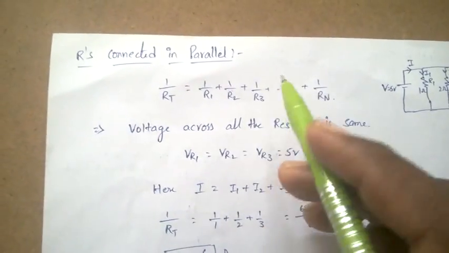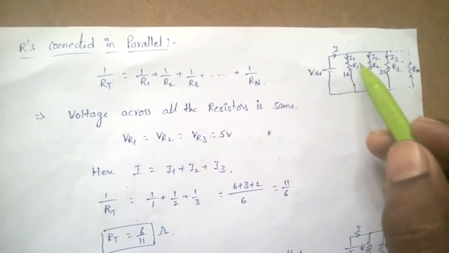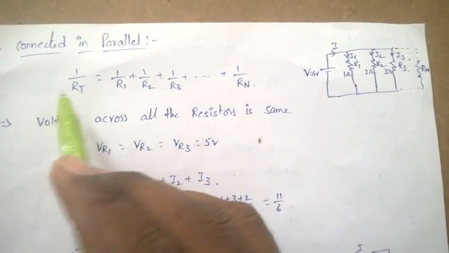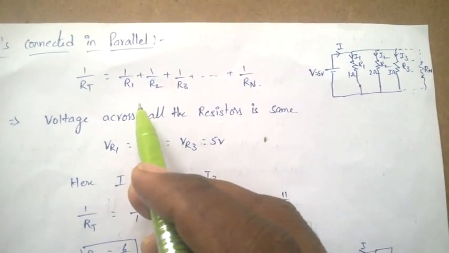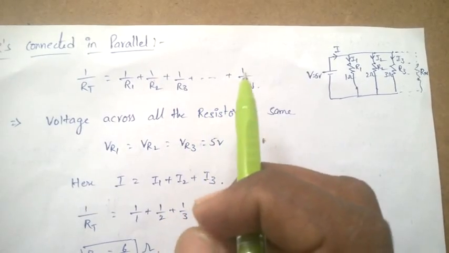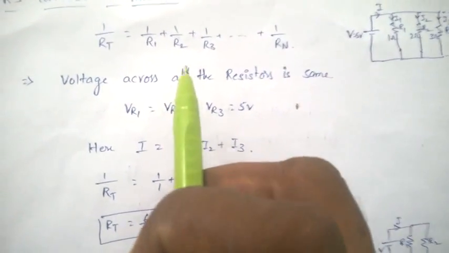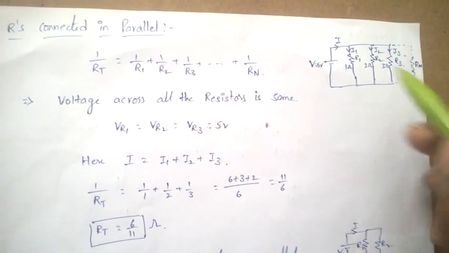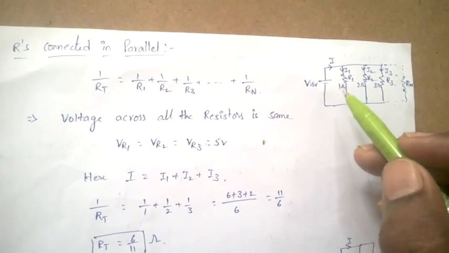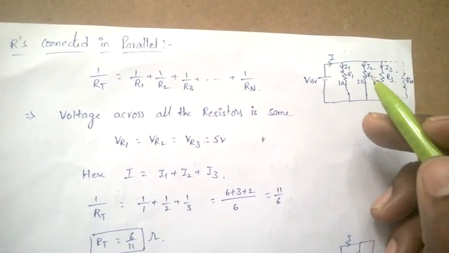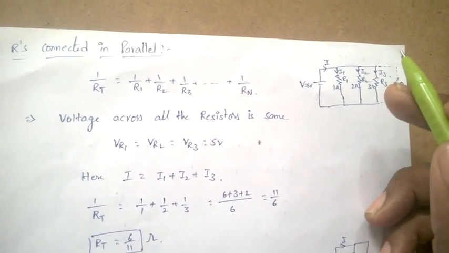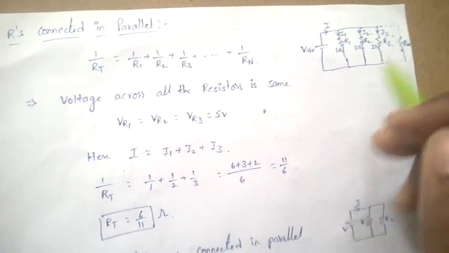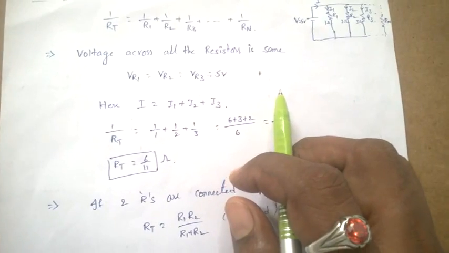Resistors are connected in parallel. In case of resistors connected in parallel, the total resistance is given by 1/RT = 1/R1 + 1/R2 + 1/R3 + and so on up to 1/Rn. Here the voltage across all the resistors is the same. In case of resistors connected in series, the current through all the resistors is the same. But in case of parallel connection, the voltage across all the resistors is the same.